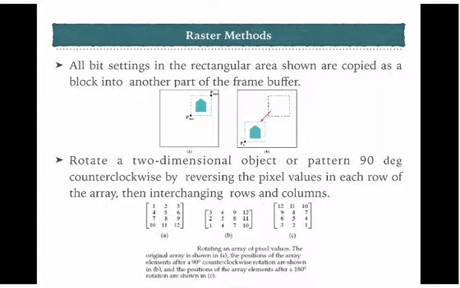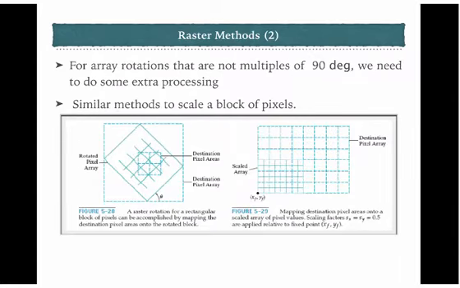The given matrix is A. When modified by reversing the pixel values in each row of the array, it becomes B, and B is transformed to C by interchanging the rows and columns, where C is the two-dimensional object obtained by rotating the object A 90 degrees in the counterclockwise direction. For array rotations that are not multiples of 90 degrees, we need to do some extra processing. Similar methods are used to scale a block of pixels.